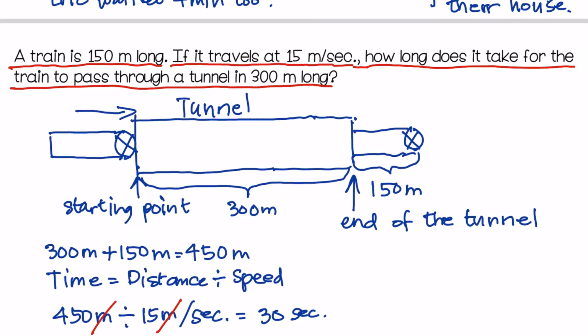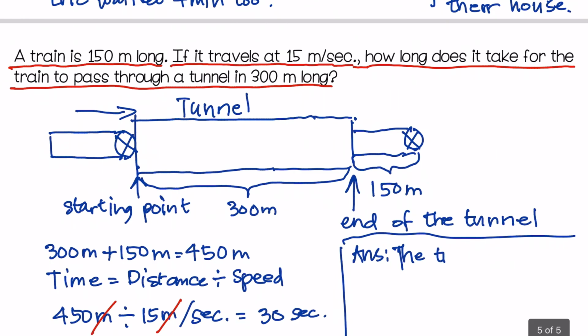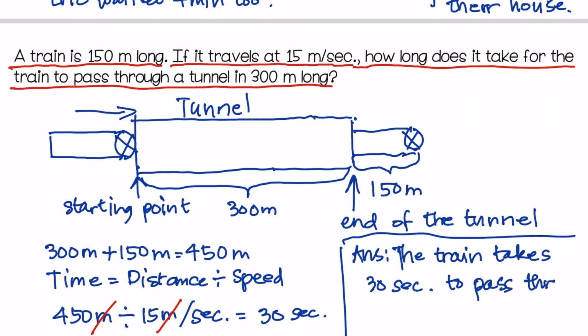Therefore, how long does it take? Our answer: the train takes 30 seconds to pass through a tunnel 300 meters long. Okay, thank you.